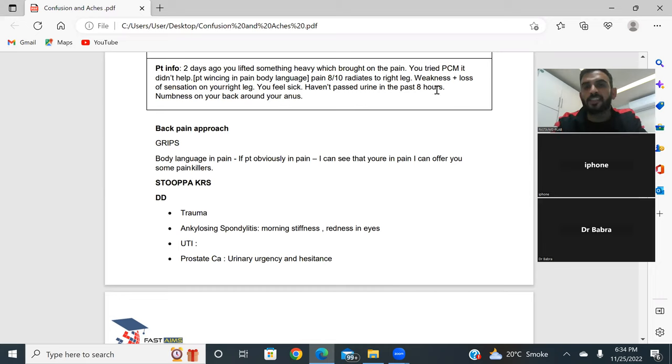Why? Because this is cord compression. Weakness, loss of sensation over your right leg, have not passed urine for 8 hours, urine retention is there, numbness. This is all on your anus. This is red flag. What? Cauda equina. This is cauda equina. This is cord compression.